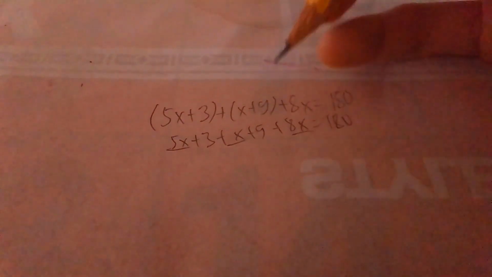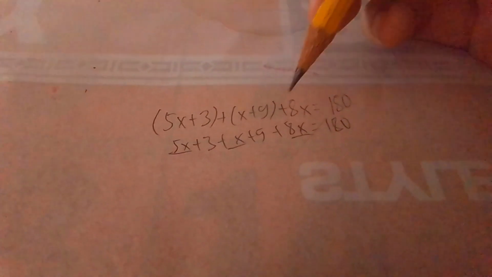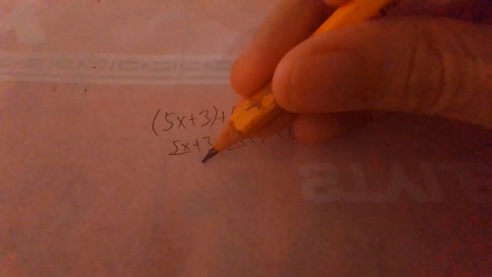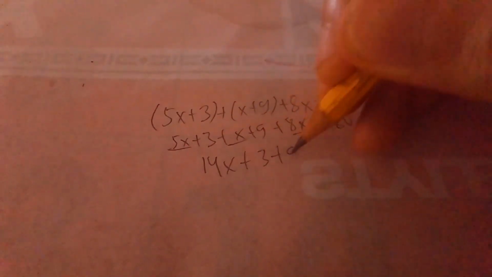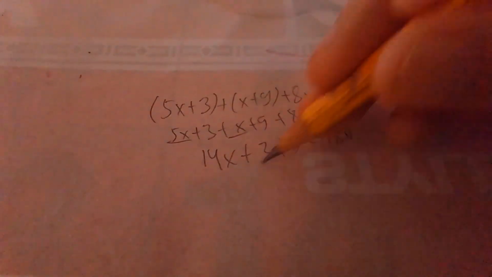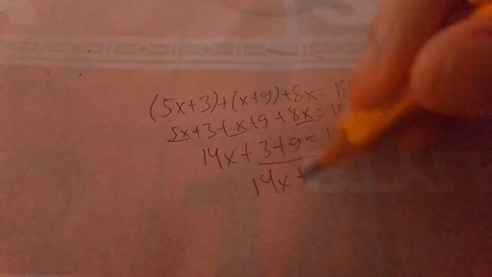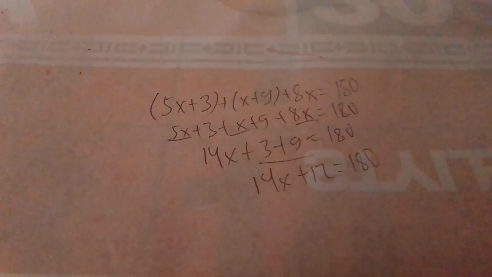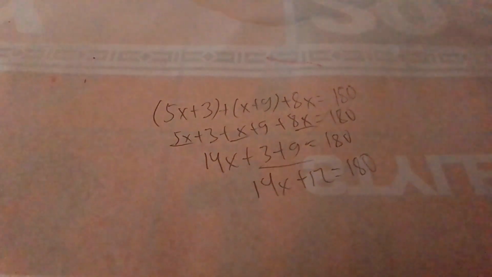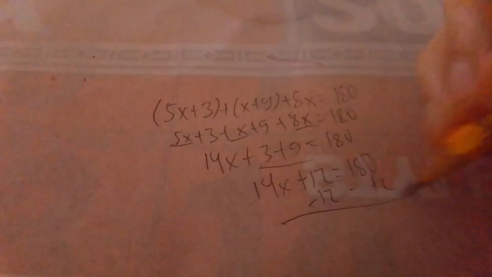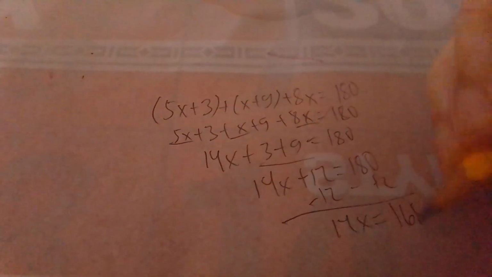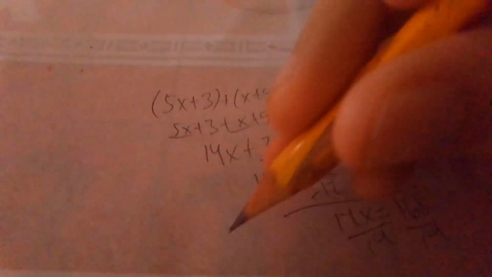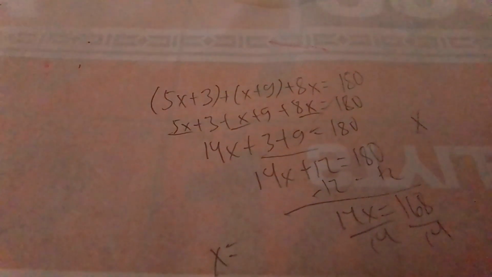Combine like terms. Everything with x, combine it first. So 5x plus x is 6x plus 8x is 14x. So 14x plus 3 plus 9 equals 180. Combine another set of like terms, which is 3 plus 9, which gives you 12. So it gives you 14x plus 12 equals 180. Now, two-step equation, subtract both sides by 12, and you get 14x is equivalent to 168. Divide both sides by 14, and therefore you should get x is equivalent to, okay, 168 divided by 14. Let's do it here so you can find out.